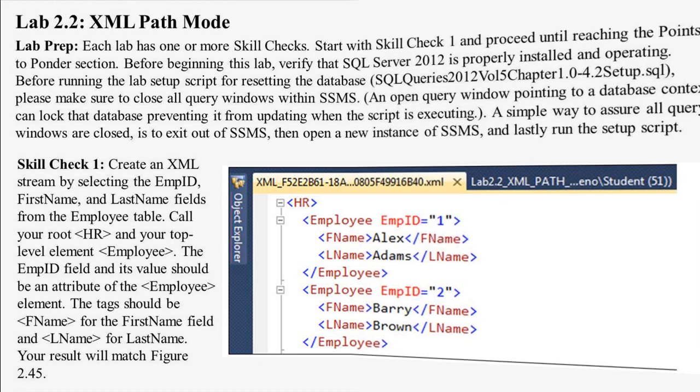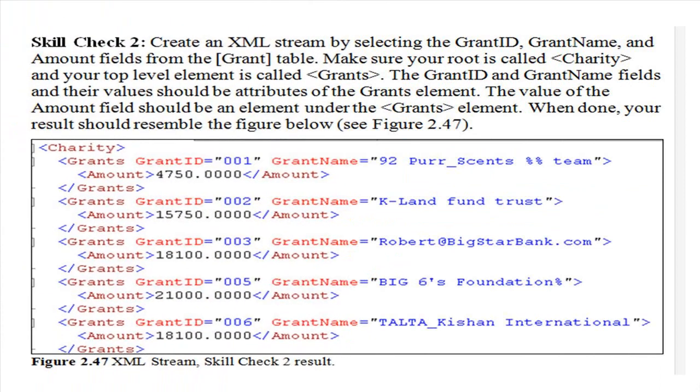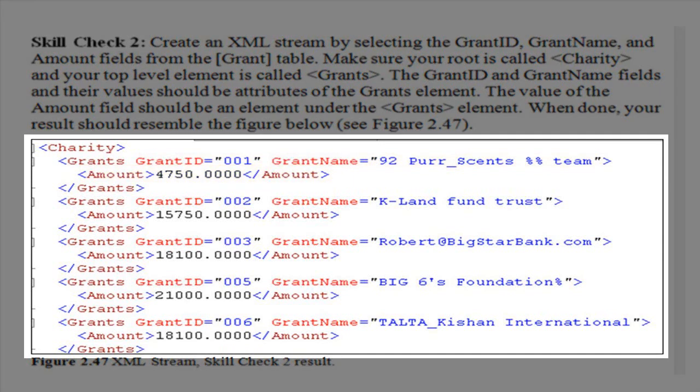Skill Check 2. Create an XML stream by selecting the grant ID, grant name, and amount fields from the grant table. Make sure your root is called Charity and your top-level element is called Grants. The grant ID and grant name fields and their values should be attribute children of the grants element. The value of the amount field should be an element under the grants element. When you're done, your results should resemble the figure you see here.